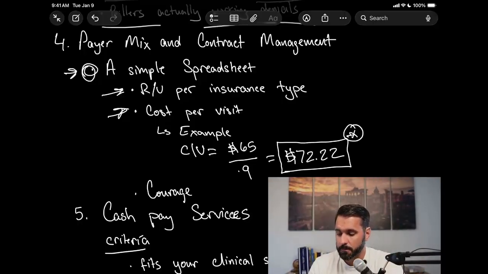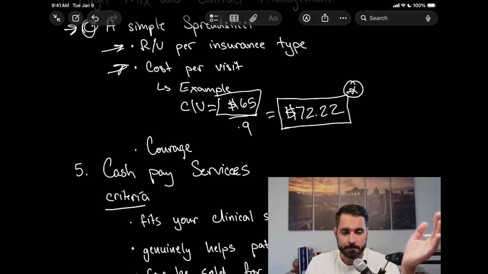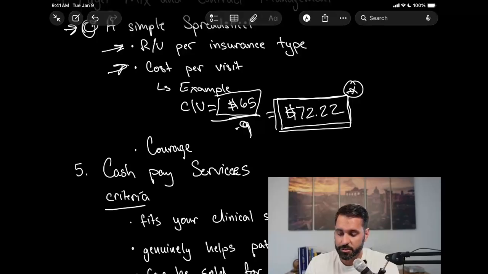Okay, so as an example, let's say your cost per visit is $65 a visit. That's just a random example. I don't know how I came up with it. But let's say you do that. What I would recommend is dividing that number by 0.9 as a break-even number. What this will give you is what my revenue per visit needs to be at minimum in order to make at least a 10% margin in my practice. And that's going to give you, in this example, $72.22.